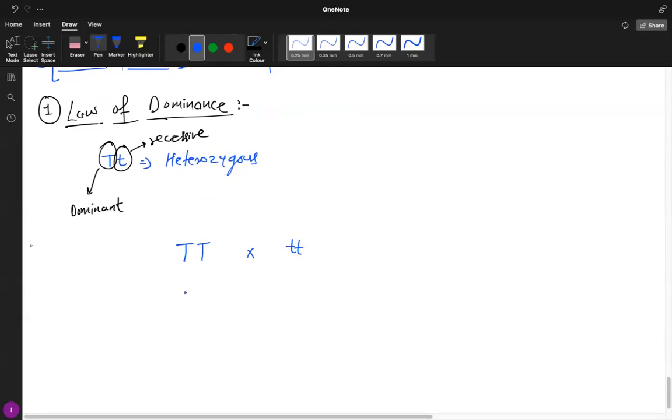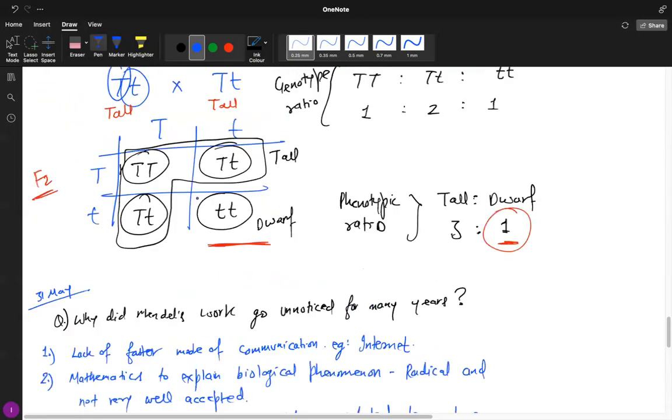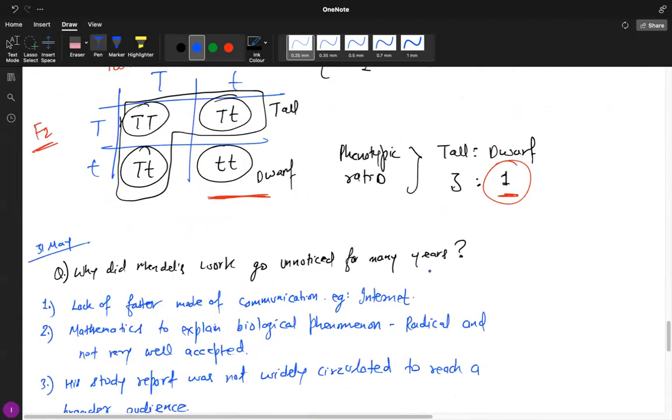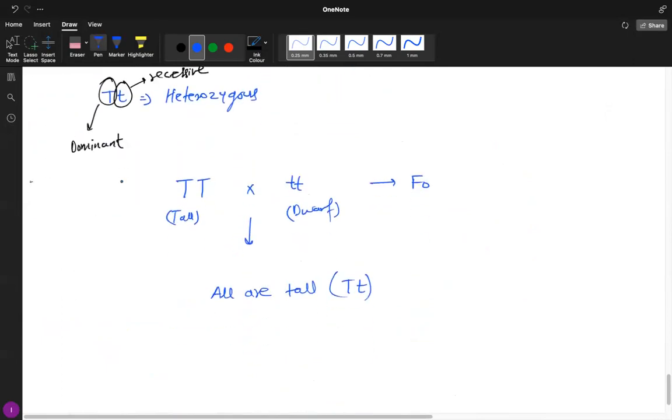And the best example he found, the proof for this, is when you cross a homozygous tall with a homozygous short. So this is for tall, this is for dwarf, and this is your F0 generation. Then in the F1 generation, all are tall, which is capital T and small t, right? We proved that above with a Punnett square. So in the F1 generation, all are tall. This is called law of dominance.